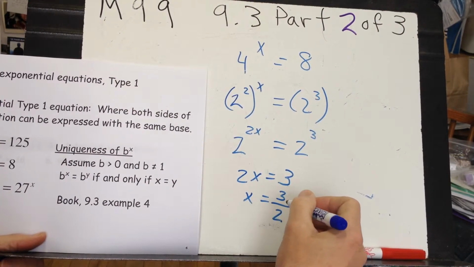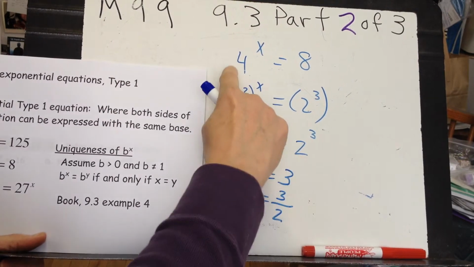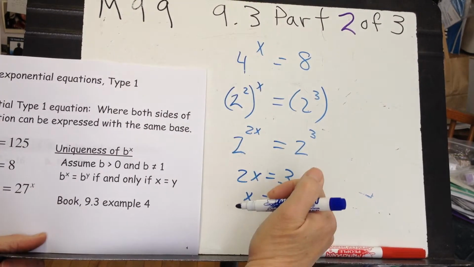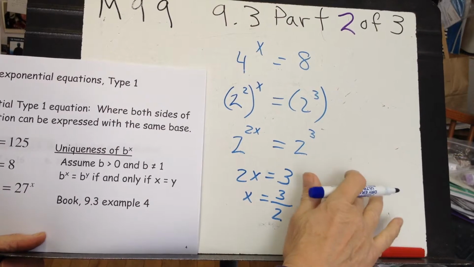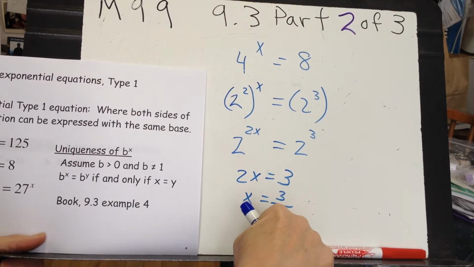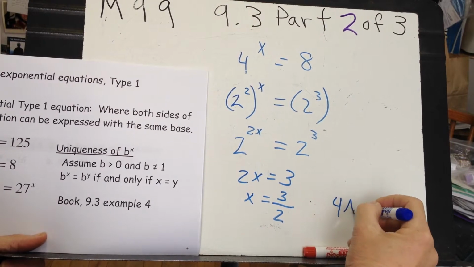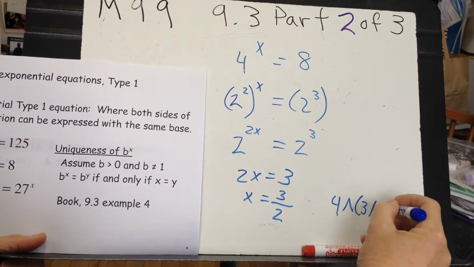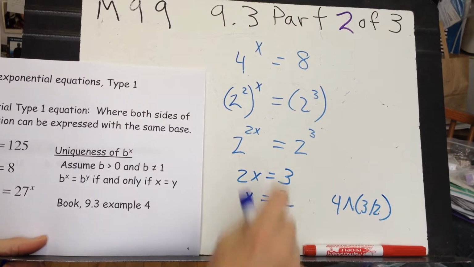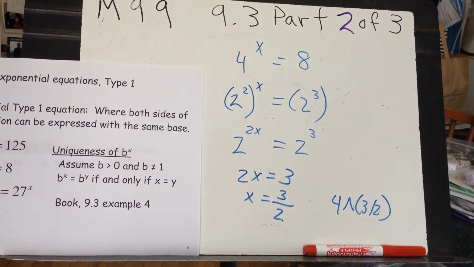Now you can check this on your calculator and raise 4 to the 3/2 power and see if you get 8. But when you put it on your calculator, make sure you wrap that exponent in parentheses. 4 raised to 3/2. And then press enter, and out should come 8.